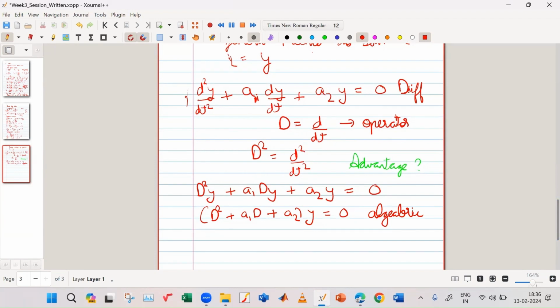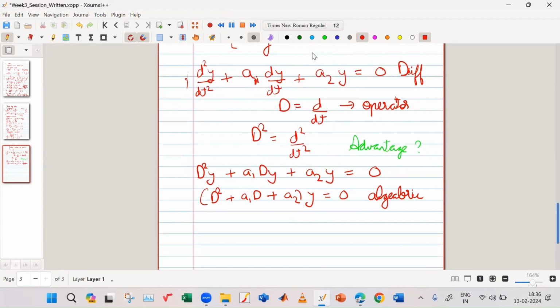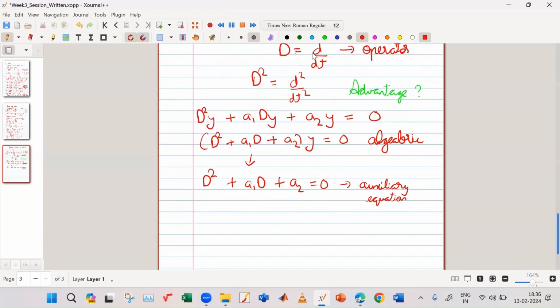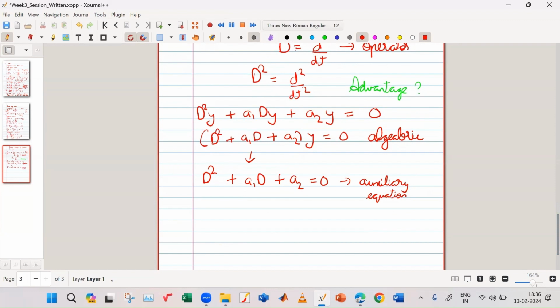Now how will I proceed? So I have got it into this form. Now you will write, this is your auxiliary equation. d square plus a1 d plus a2 equal to 0. This is your auxiliary equation. So you find the factors of it.